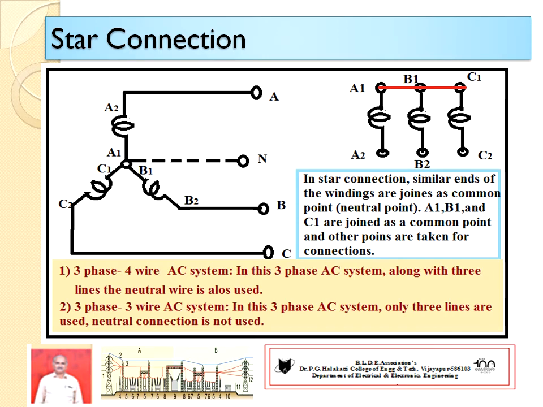That means along with 3 lines, the neutral wire is also used. Such an AC system is called a 3-phase 4-wire system. Second, the 3-phase 3-wire AC system: only 3 lines are used and the neutral wire is not used. Such an AC system is called a 3-phase 3-wire AC system.